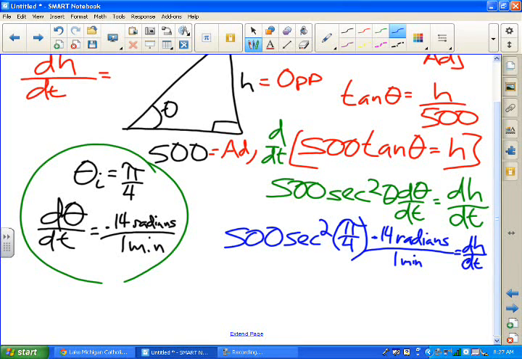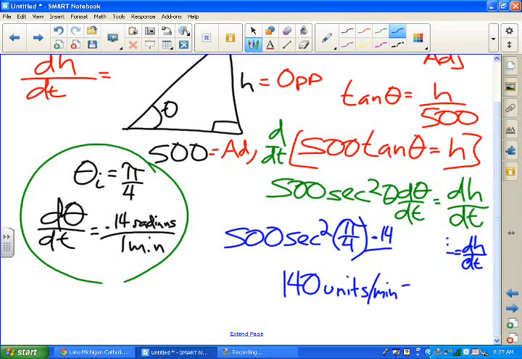For right now, I just want you to process how to plug the numbers in. So let me pull that out. If you plug that in the calculator, 500 times the secant of pi over 4 squared times 0.14, you get 140 units per minute. And that's the rate of change for the height in time.